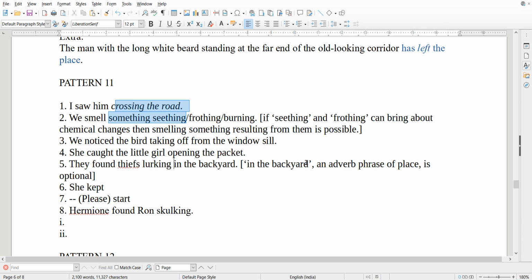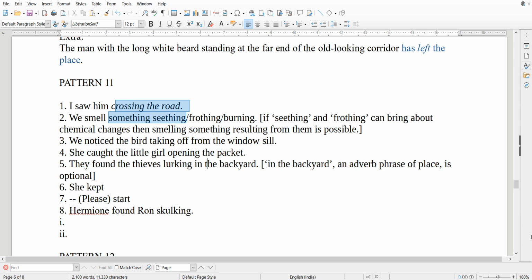Thieves. Now what's the problem with this? Thieves. This is the problem. Okay, thieves. They found the thieves. I'm sorry about that. They found the thieves lurking in the backyard.